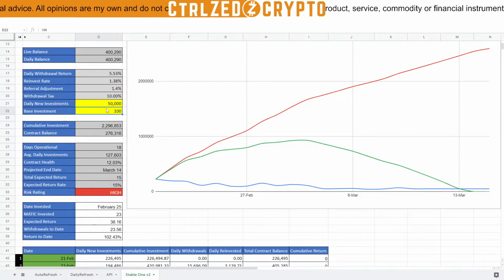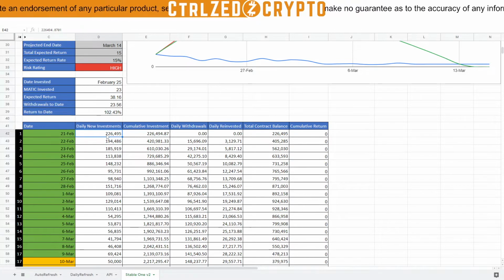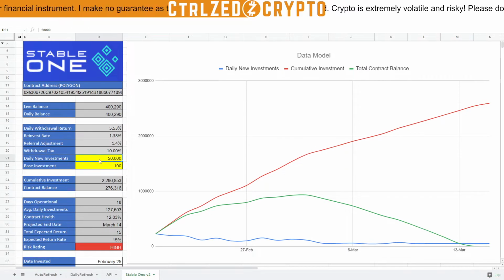So basically daily new investments, this is the variable here. I've put it at 50,000. And the reason being, you can see these total investments have been very high, but they have been dropping in the last 7 days or so, and I've estimated these as roughly 50,000. So I'm assuming that there's 50,000 new investments a day in this model.